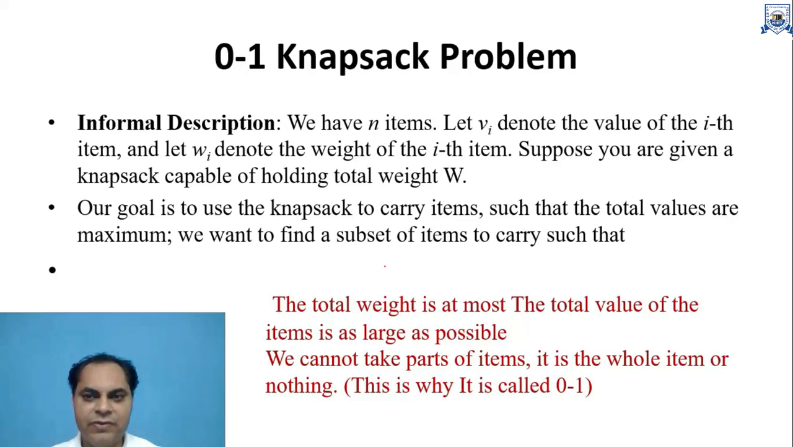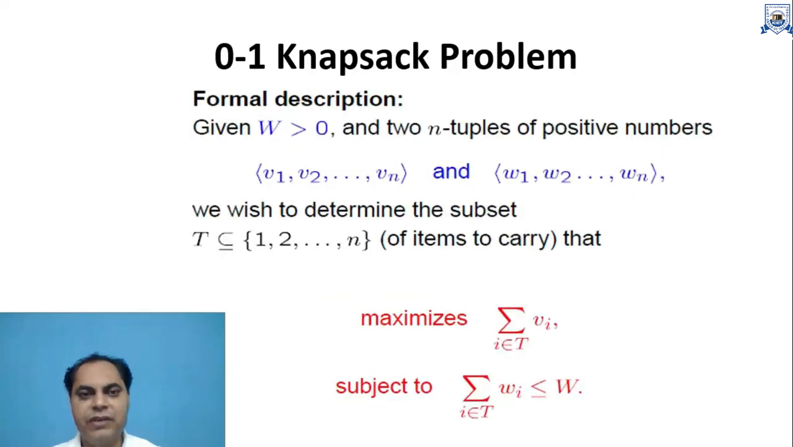Now suppose you are given a knapsack capable of holding the total weight W. Our goal is to use the knapsack to carry items such that the total value is maximum. That means we want to find a subset of items to carry such that the total weight is at most W and the total value of the items is as large as possible. We cannot take parts of an item; either we take the item whole or nothing. That's why it is called the 0/1 knapsack problem.